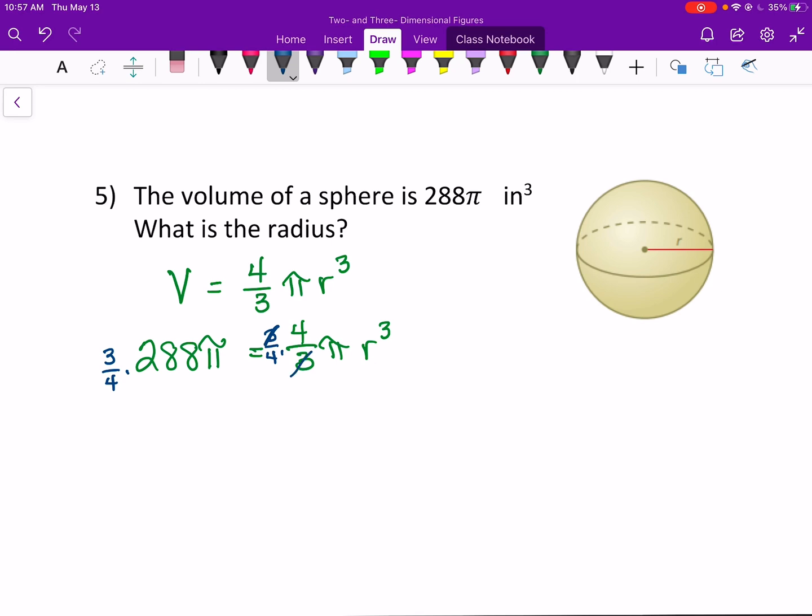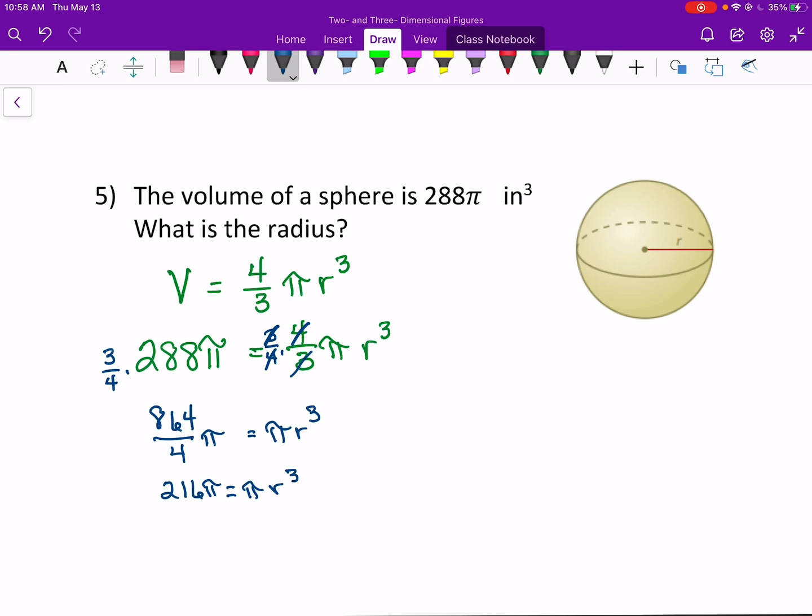The 3's cancel out, the 4's cancel out. And I'm just going to do this step by step because I don't want to lose anybody. So let me take the 288 times 3. That turns into 864. And I could leave it over 4. When I divide by 4, this actually comes out even. So that's kind of nice. 216 pi equals pi r cubed.